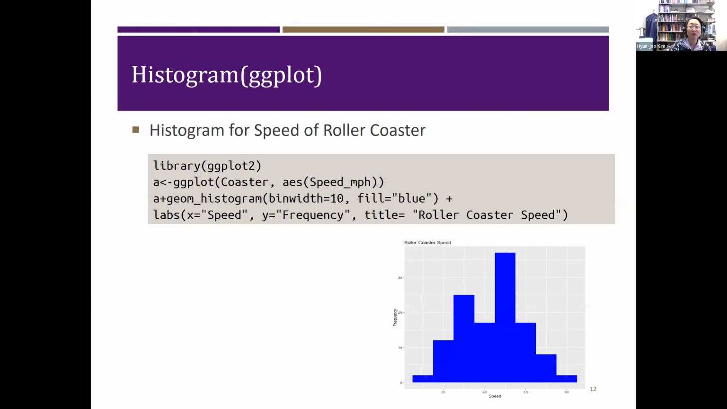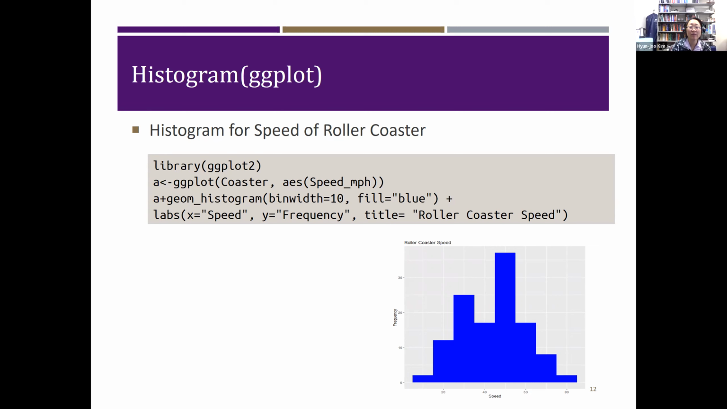The next line of the code sets a ggplot object A with the data set coaster and variable name speed underscore MPH. Notice that the variable names are listed inside the aes function. aes stands for aesthetic. Here we only add one variable, speed underscore MPH, since we are only interested in drawing a histogram of one variable, speed.